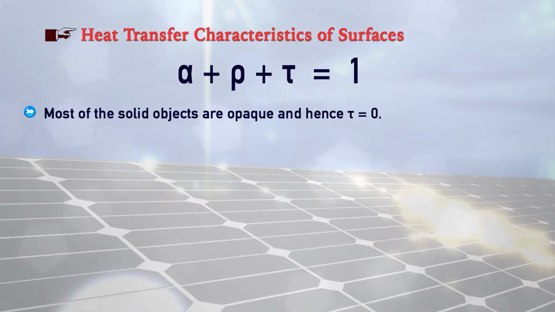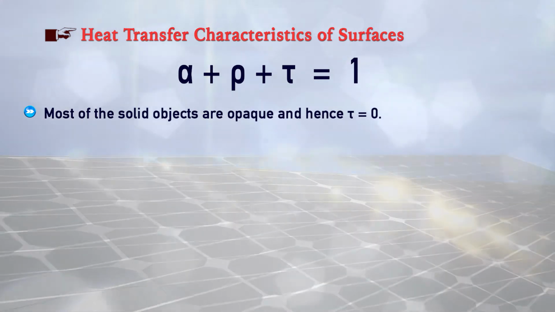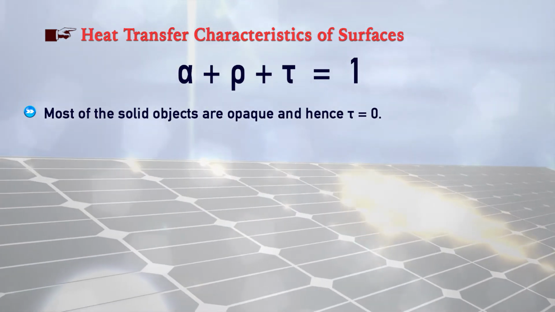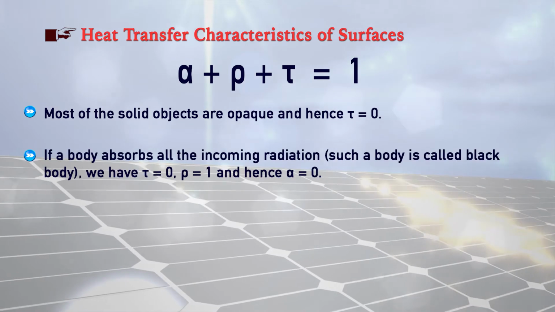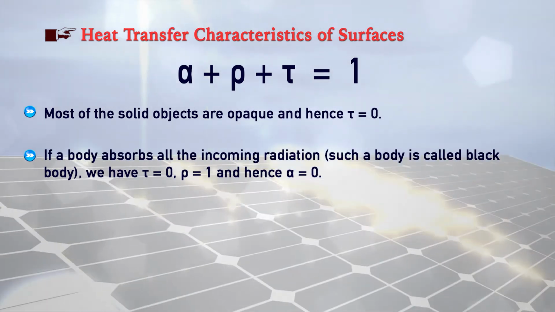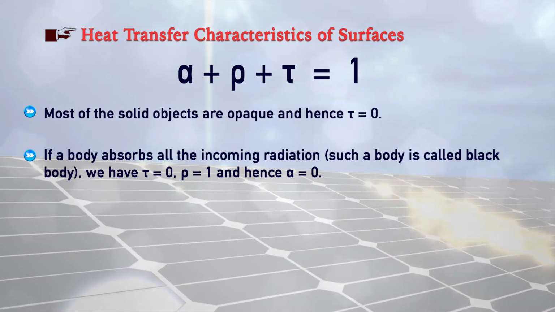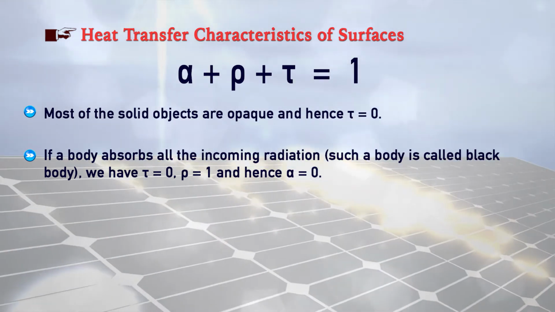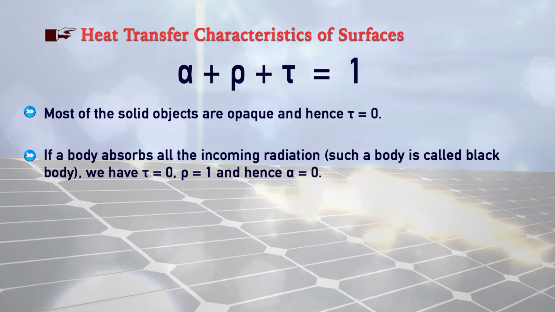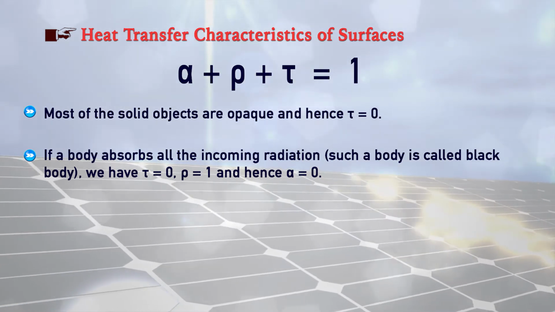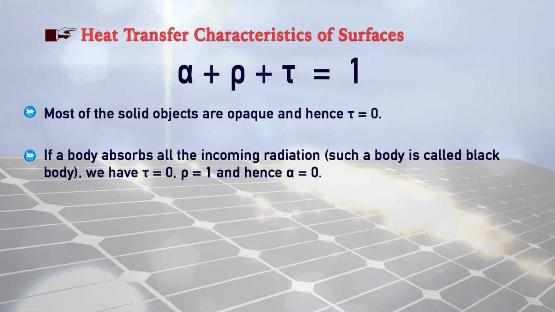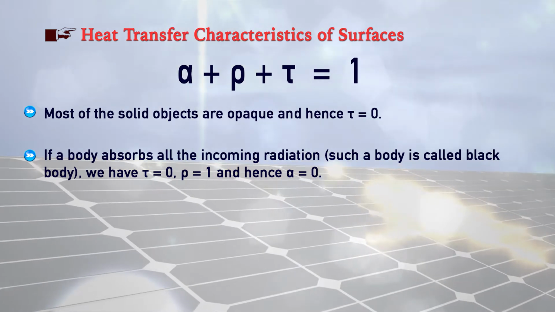As you know, most of the solid objects are opaque, hence you can say tau is equal to 0. If a body absorbs all the incoming radiation, such a body is called a black body, so we can say the value of tau is equal to 0, the value of rho is equal to 0, and the value of alpha is equal to 1.